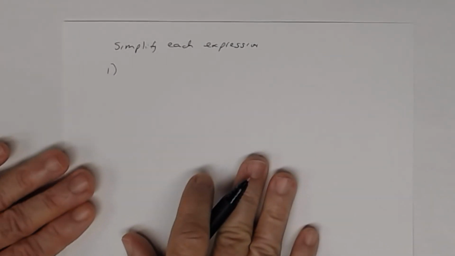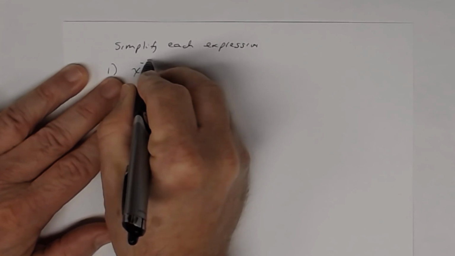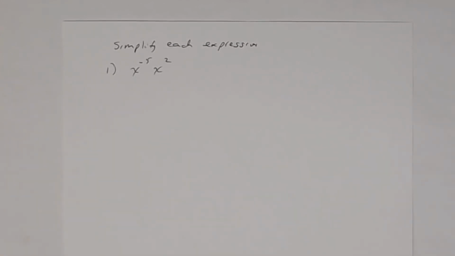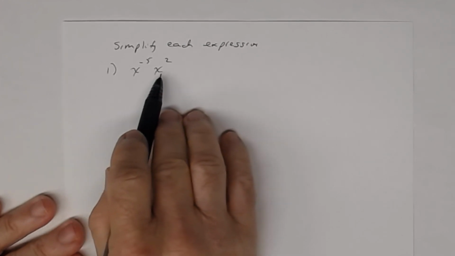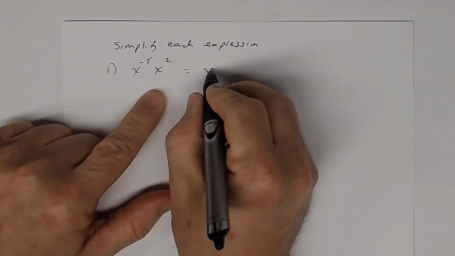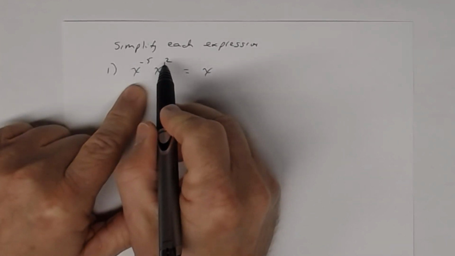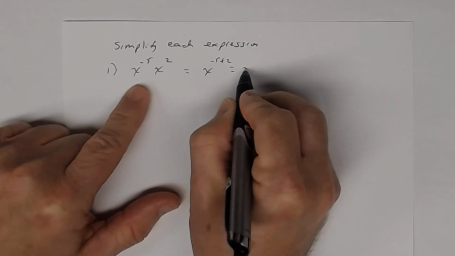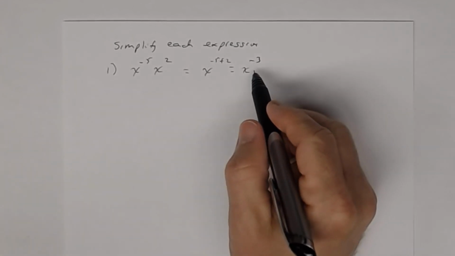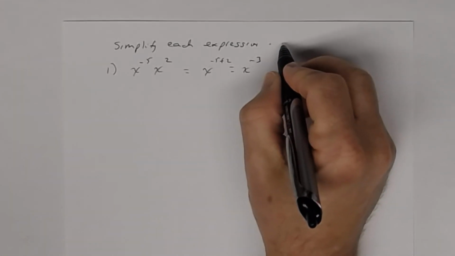So in number 1, let's suppose we had x to the negative 5th power times x to the, let's say, 2nd power. Okay, so the best way to do this is to notice I can use the product rule. So when you multiply like bases, you add exponents. So this becomes x to the negative 5 plus 2, which becomes x to the negative 3rd power. Okay, but I don't want any negative exponents. So you want the exponents to be positive.